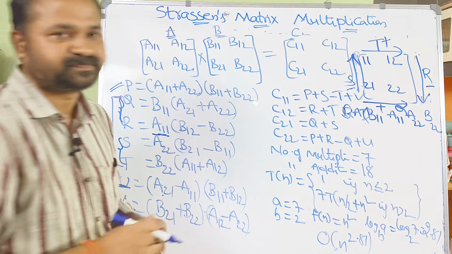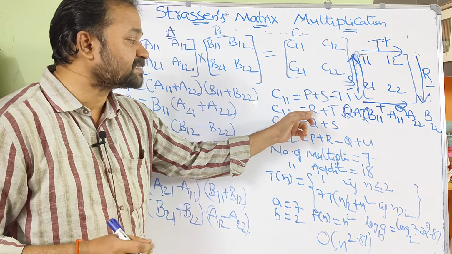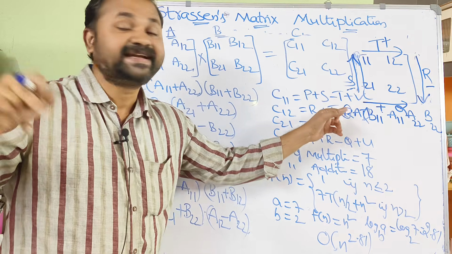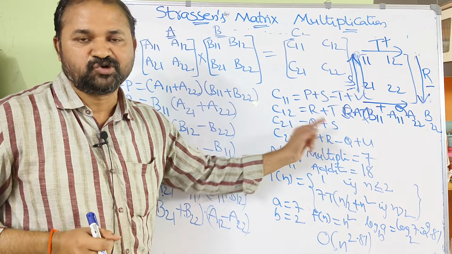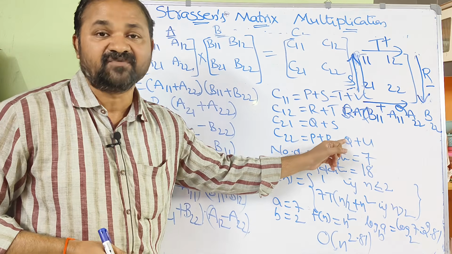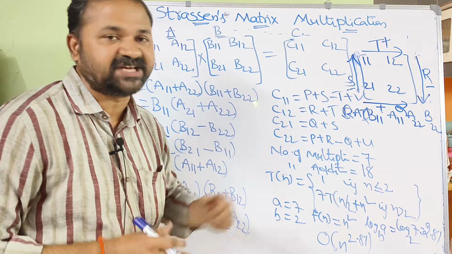So R plus T. So C12 means R plus T. Whereas C21 means R minus 1 and T minus 1. R minus 1 means before R we have Q. So Q plus, before T we have S. Q plus S. Next let us focus on C11 and C12.